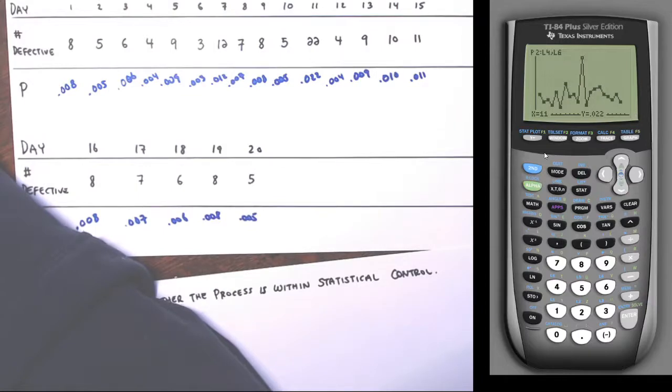All right. So what I'm going to do is calculate those lines. What's the center line, the upper control limit, and lower control limit, and I'm going to graph them on this chart here. All right. So I go to my y equals. Well, let me get out of here. Let me go back here. I'll clear this stuff.